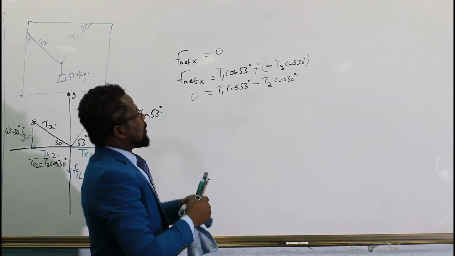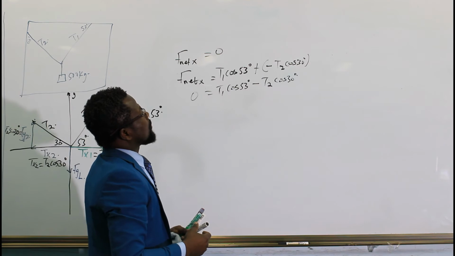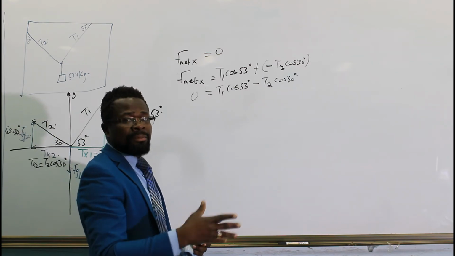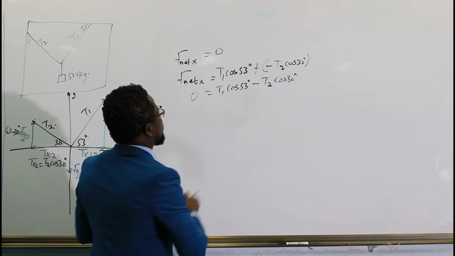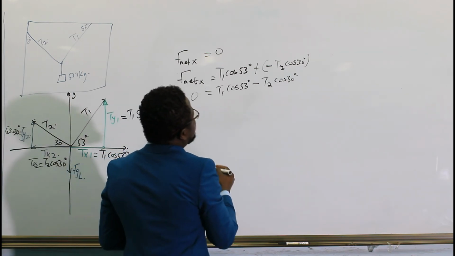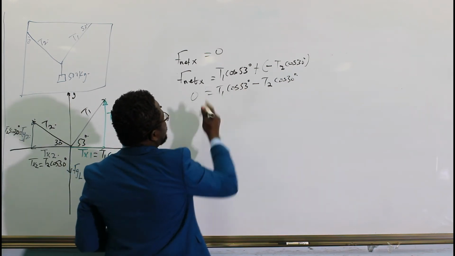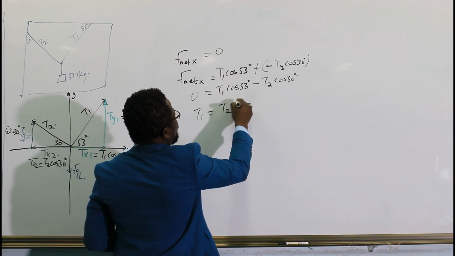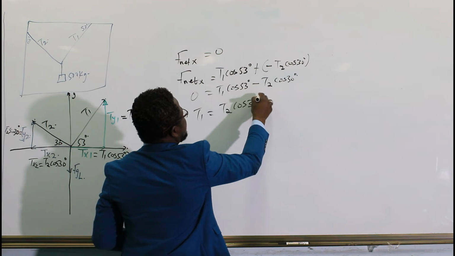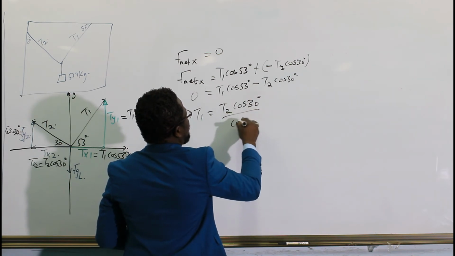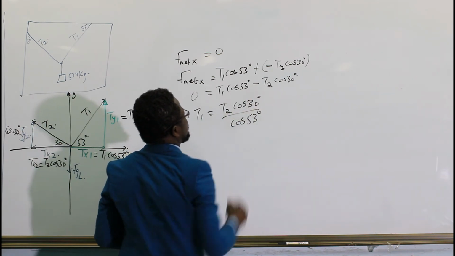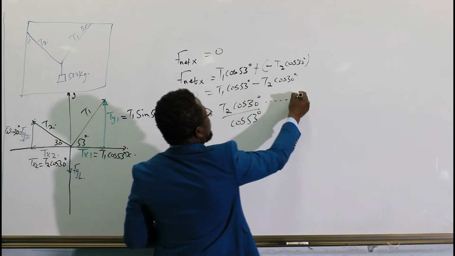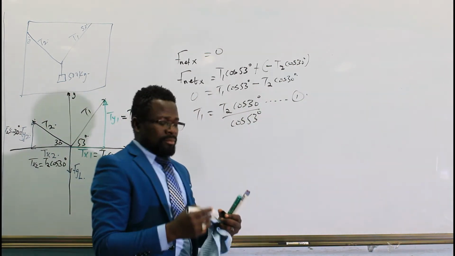Okay. Now I have gotten this. I am going to make my T1 to be the subject. So if I want T1 to be the subject, it's like I'm transposing this. So I'm going to have T1 is now equals to T2 cos 30 degrees divided by cos 53 degrees. I will call this one equation 1.